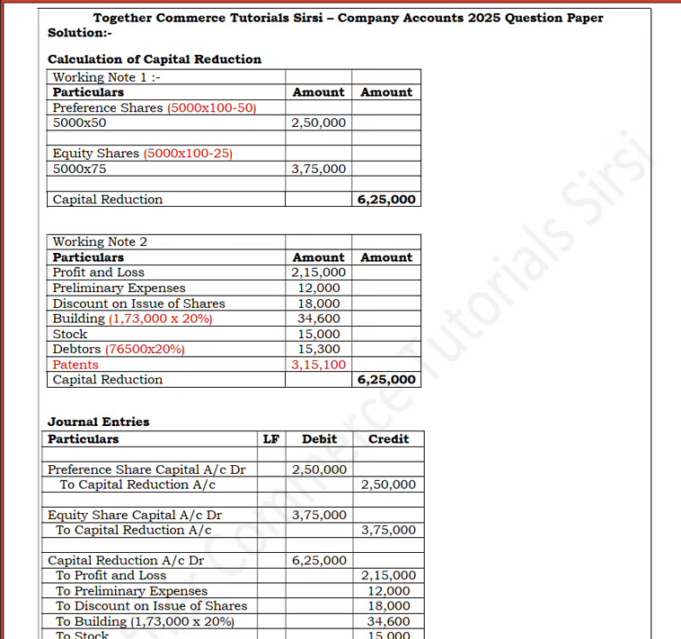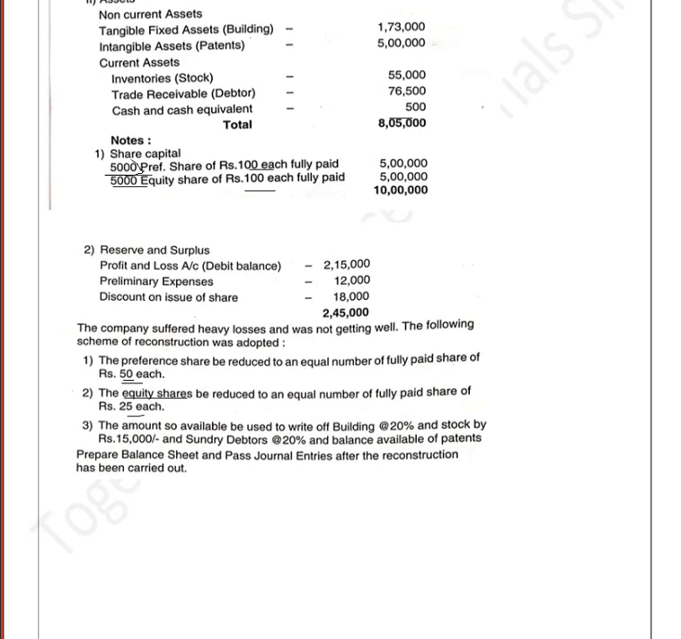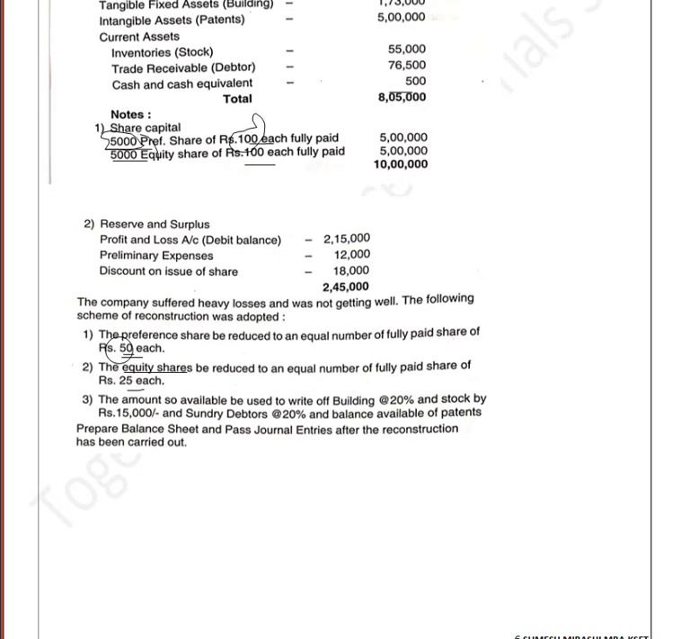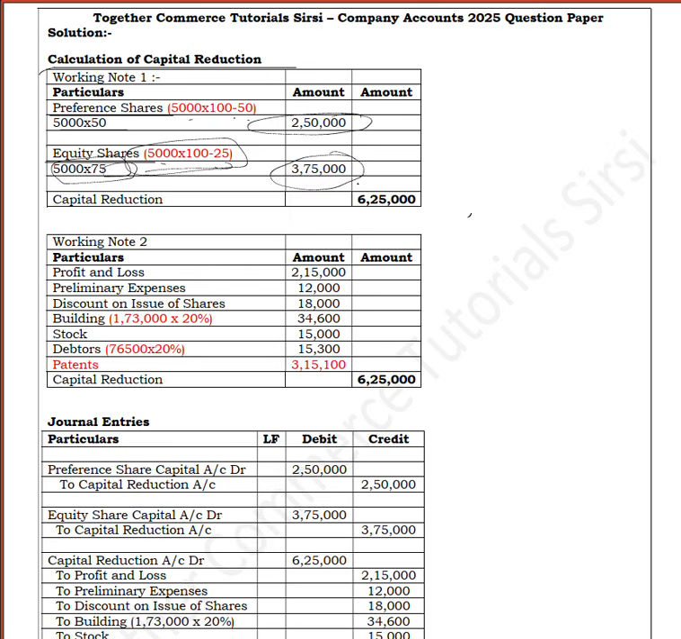Okay, so here as you can see, calculation of capital reduction, working note 1. Preference shares: 5,000 into 100 minus 50, that is 5,000 into 50, which gets us 2,50,000. Where did it come from? First 5,000 comes from here, then the 100 comes from here, then minus 50 comes from here. Similarly for equity shares: 5,000 into 100 minus 25, that becomes 5,000 into 75, which is 3,75,000. Again let me show it in the question. Look here, equity shares 5,000 into 100 minus 25; see the 25 below in the equity shares adjustment. So from that we get capital reduction as 6,25,000.